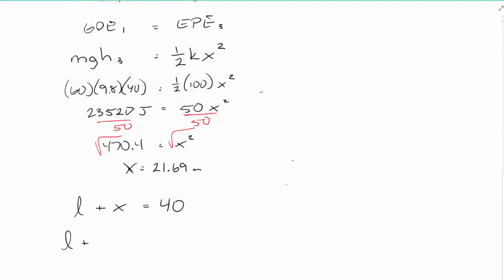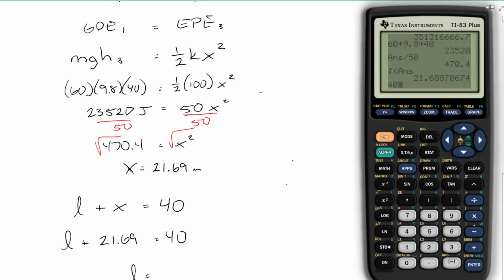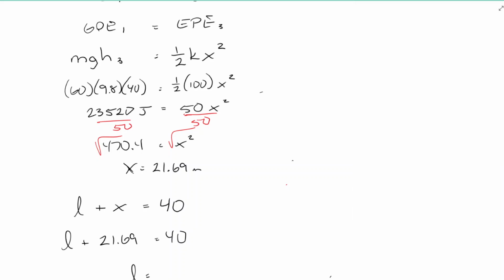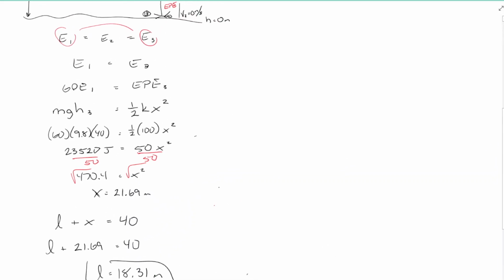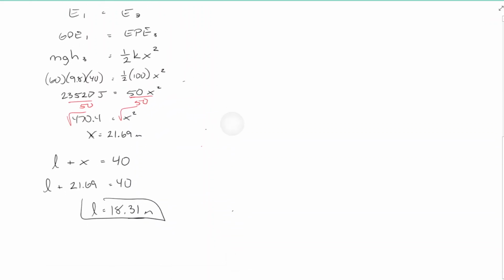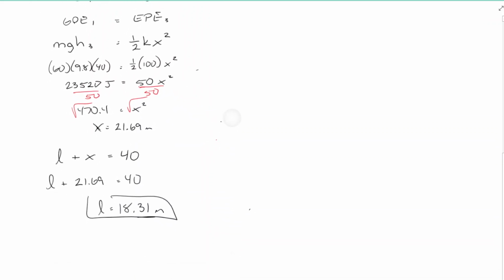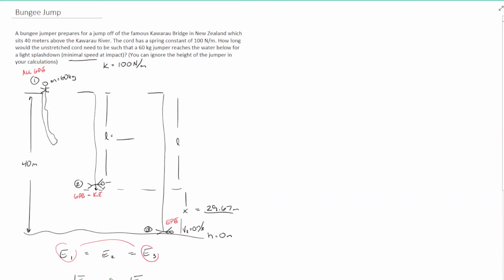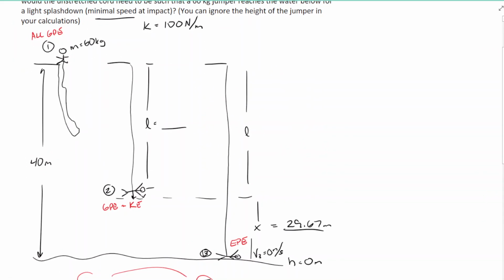And so L plus 21.69 meters has to be 40, which means the length of the unstretched cord would be 40 minus that answer. And I get 18.31. 18.31 meters is the unstretched cord length. All right, so if I'm hooking up a cord to this jumper, I know that if I hook him up to an 18-meter cord, he's going to fall as far as possible and just kiss that water at the bottom.